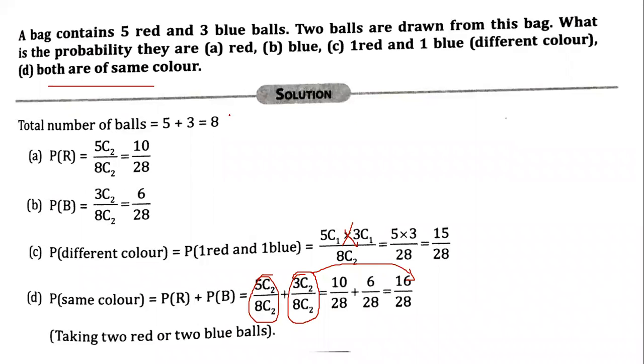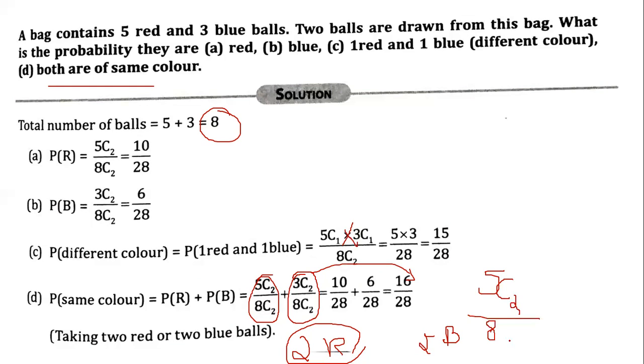Now in a bag of 8 balls, we are supposed to pick two balls of the same color. Two balls of the same color means I can pick two red balls or I can pick two blue balls. So first let us understand if we pick two red balls. How many red balls are there? There are 5 red balls. So out of 5 red balls, I am selecting 2. This is my favorable event. And what is the sample space? Out of 8 balls, I am selecting 2. This is the calculation for 2 red balls.